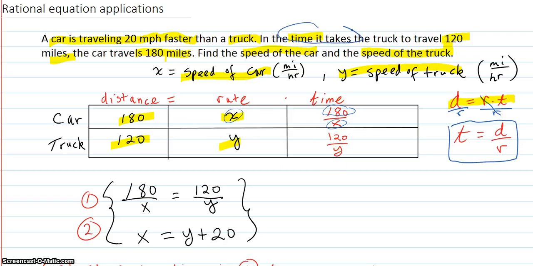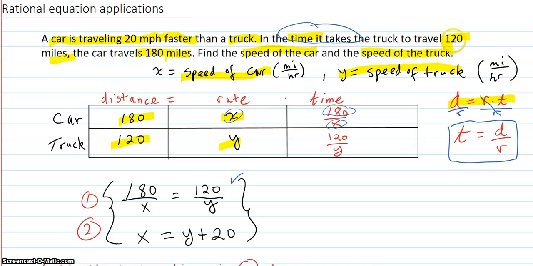Now what are you going to do with those? In the time it takes. So this sentence means that they traveled the same time, so the two times are equal. That's equation number 1. Then what other equation are we going to do? We need two equations if we have two variables, and we're doing all these with two variables.